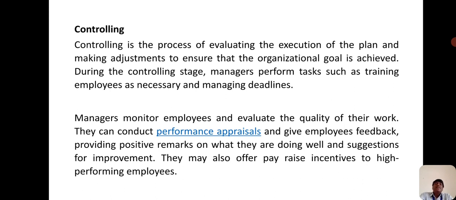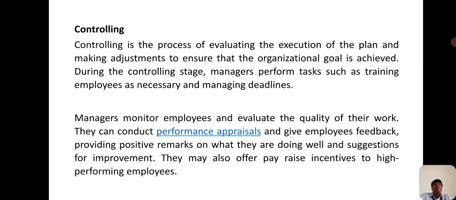Then managers monitor the employees and evaluate the quality of their work. They can conduct performance appraisals and give the employees feedback, providing positive remarks on what they have been doing well and suggestions for improvement. They may also offer pay raises or incentives to the high performing employees. Being a manager, it's your duty. You must observe, you must identify who are efficient employees. If one is really efficient, he must be given proper encouragement, through monetary as well as non-monetary benefits. So you must identify them.